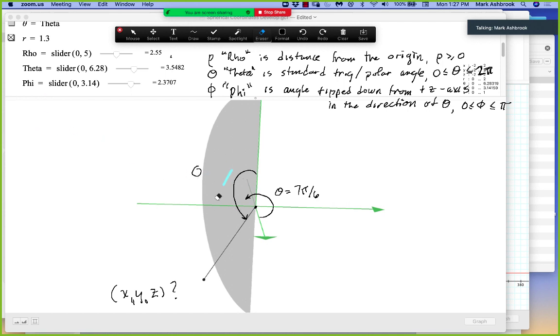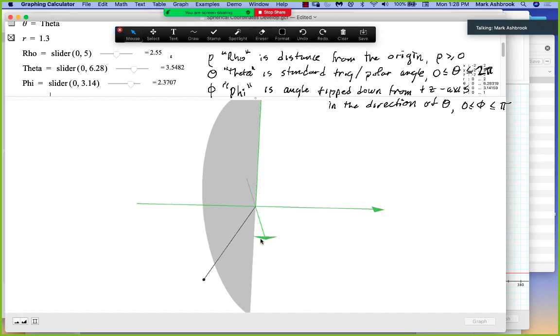All right, so like I said, let's talk about transitioning between coordinate systems. Question, you start measuring your theta from the positive x-axis? Same theta, same standard trig polar angle we've always done, yep. So yeah, it's the standard trig and polar theta. No change there.